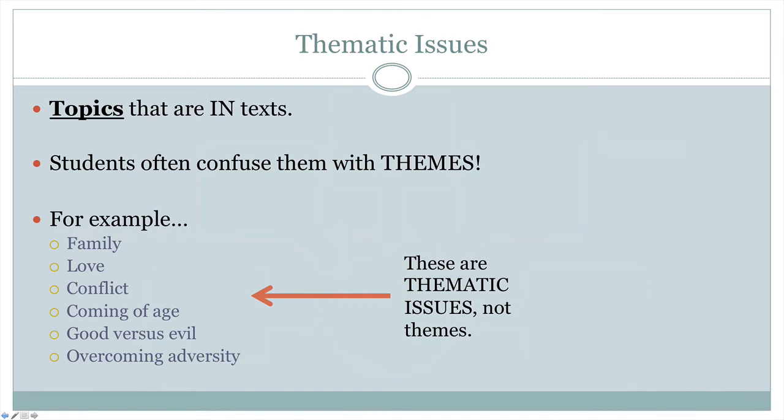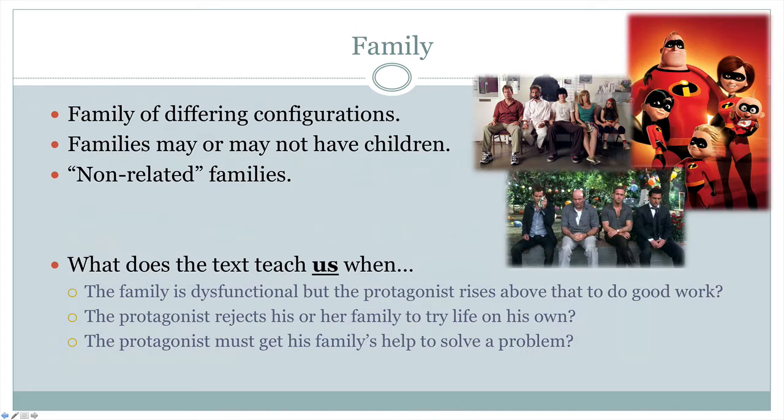The theme of a story is not love, but they may use love to teach us a lesson. A theme is not family, but they may use a construction of family to teach us a lesson through. So let's go ahead and look at these thematic issues in a little bit more depth and see how they are not ends, they are means to the end of figuring out a lesson, which is theme. Family. Many texts use families to teach the lessons, but the lesson is not family. They're using the different configurations of family to teach us something about ourselves and about our world.